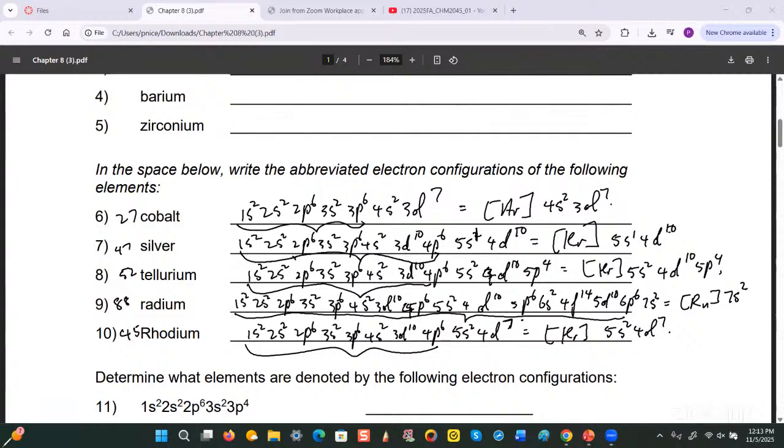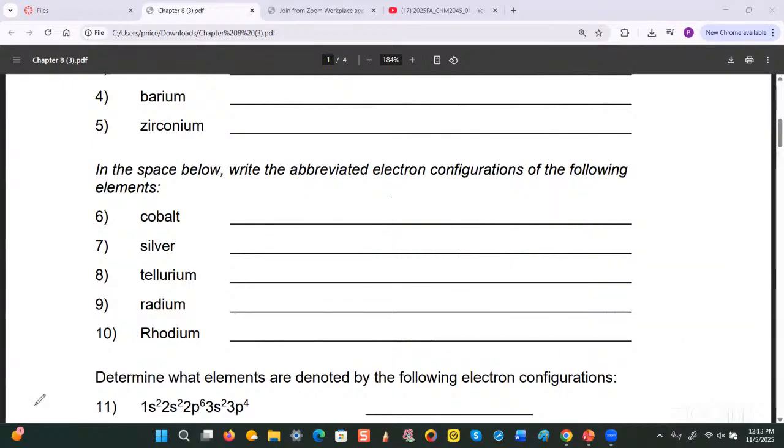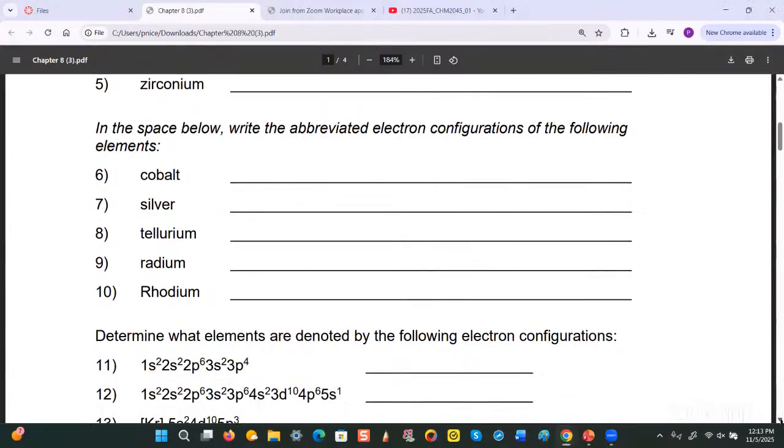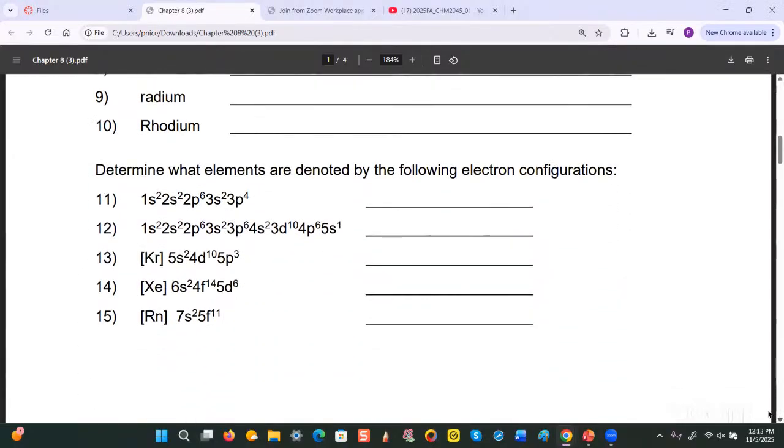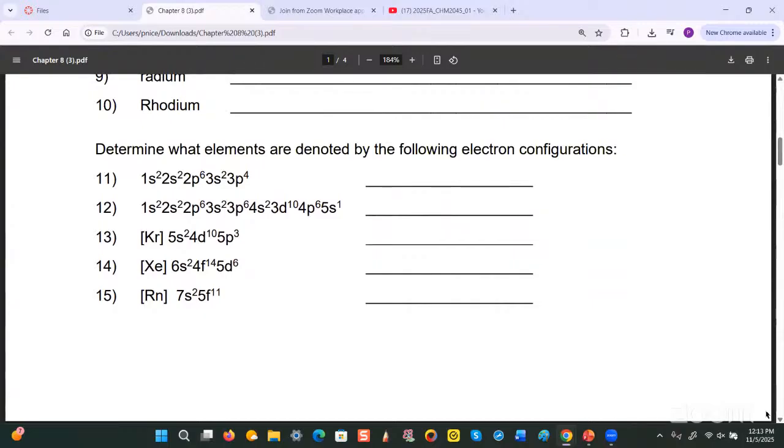Is it okay for me to clear this? All right, so let me clear this and let me scroll down. Now, the latter part of the A part is actually easier than what we have been doing, because basically what they're asking you to do is to determine the elements. And all you have to do in order to do that is to count up the number of electrons. And then you look at the atomic number that matches up with it in the periodic table, and that's how you determine the element.